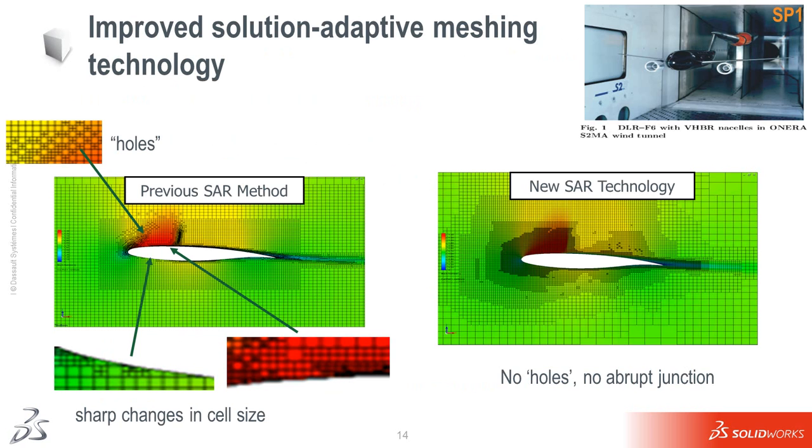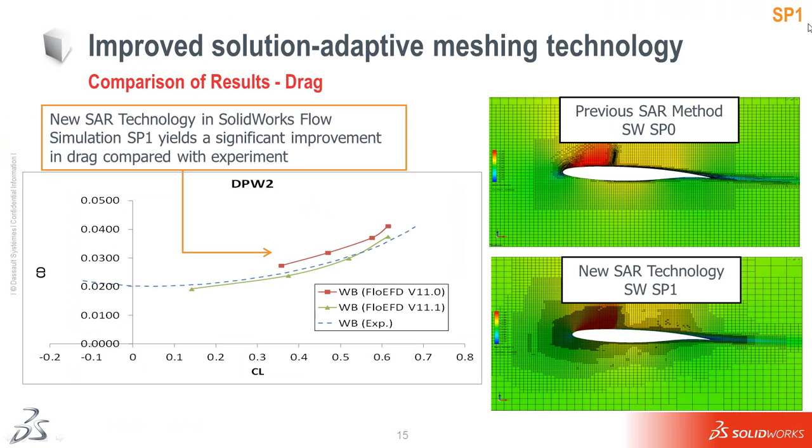You can see the mesh in SolidWorks Flow Simulation 2012 SP0 and 2012 SP1 on that slide. The holes and sharp changes do not exist anymore for the SP1 mesh, giving a more uniform mesh and then better accuracy for the CFD analysis. This new method provides better accuracy as shown in this slide, which compares the drag result between experimental data in light blue, SolidWorks Flow Simulation 2011 in light red, and SolidWorks Flow Simulation 2012 SP1 in light green. Accuracy is improved with that new solution adaptive meshing technology.